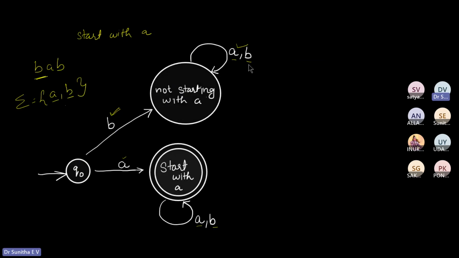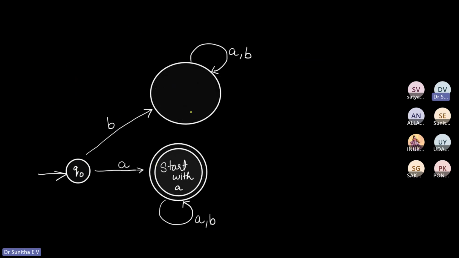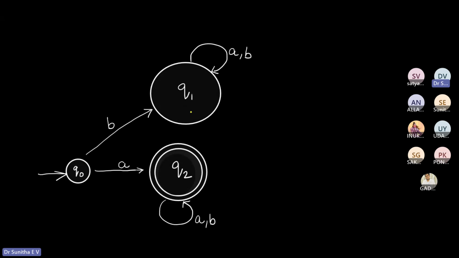Okay. Then the next step is, instead of writing "starting with the A" or "not starting with the A", we are going to rename these states. So instead of these labels, we put Q1, Q2. Okay, so our machine is over. This is the machine that accepts all strings starting with the A.